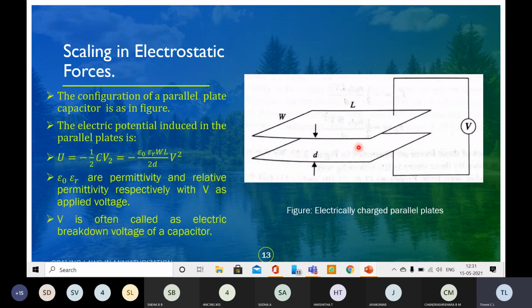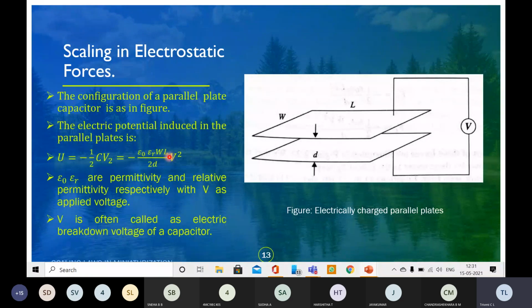And what is the electric potential that is being induced between these two parallel plates here? So that electric potential is given by U. The electric potential energy induced between these two parallel plates is given by minus half into C into V square, where the capacitance is represented in terms of epsilon naught into epsilon r, which are nothing but the permittivities.